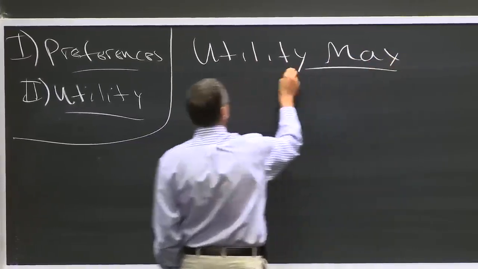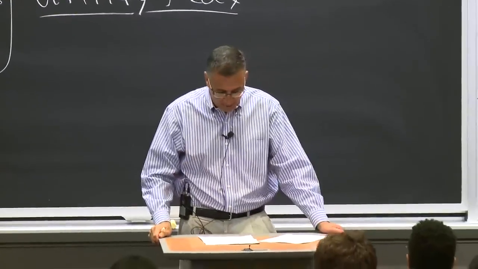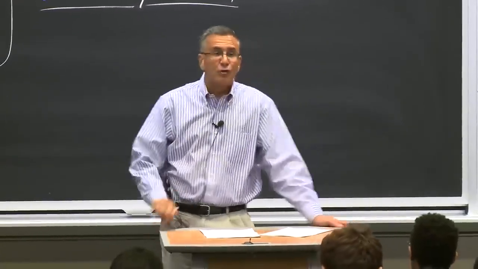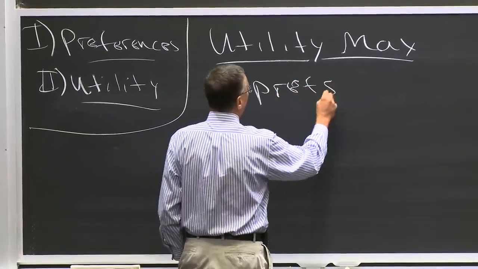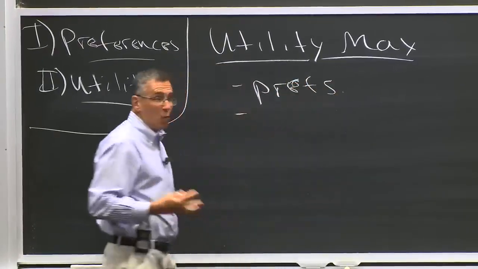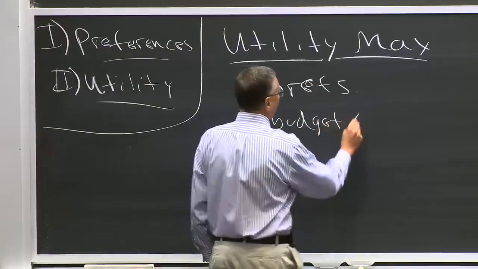Okay? So our model of consumer decision making is going to be a model of utility maximization. That's going to be our fundamental. Remember, this course is all about constrained maximization. Our model today is going to be a model of utility maximization. And this model is going to have two components. There's going to be consumer preferences, which is what people want. And there's going to be a budget constraint, which is what they can afford.